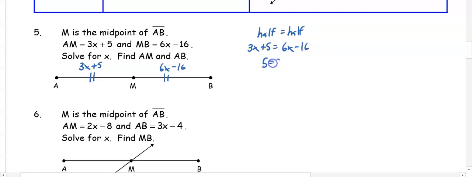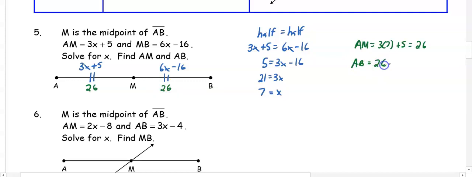So as we solve, we get 5 equals 3x minus 16. We can add 16 to both sides. 21 equals 3x. When we divide, x is 7. Once we know x is 7, then we want to find AM. So when we substitute 3 times 7 plus 5, that's going to get us 26. Remember then, if it's a midpoint, that means the two segments are congruent, so they both have a length of 26. So to find AB, it is just 26 plus 26, which is 52. So this is one type of problem where you have half the line and half the line.